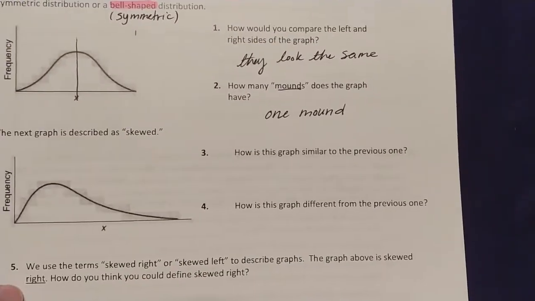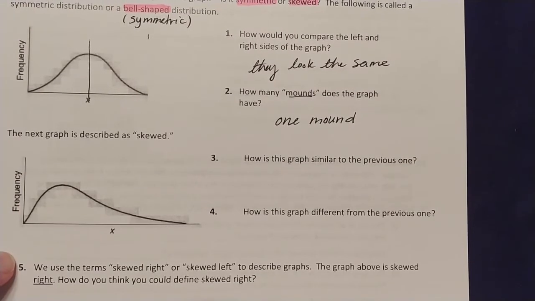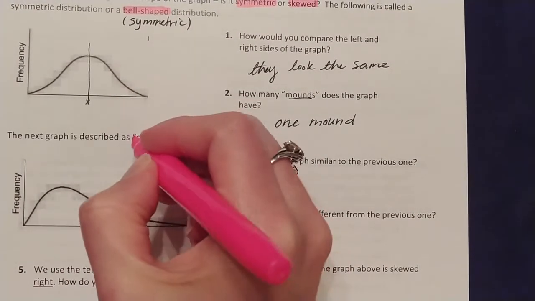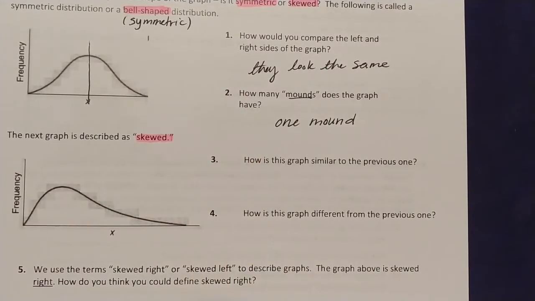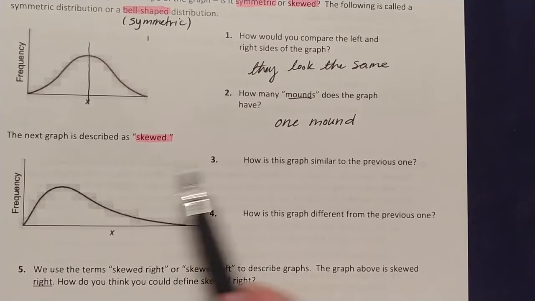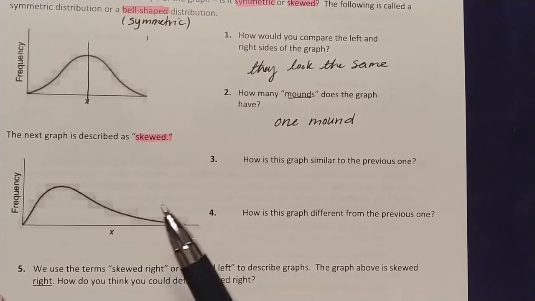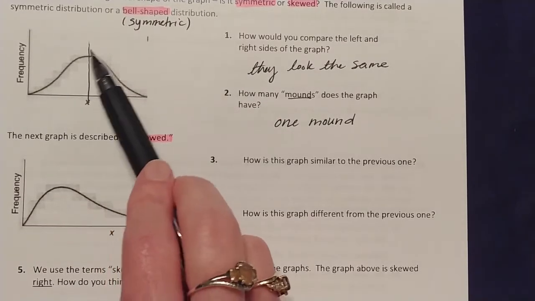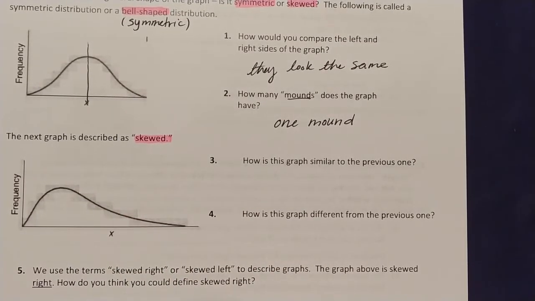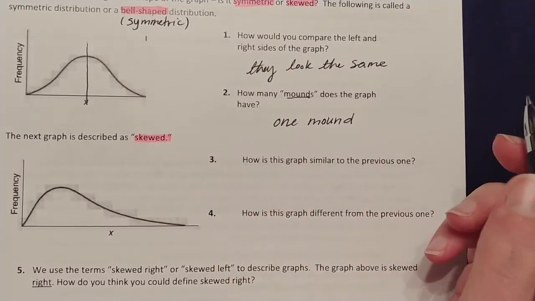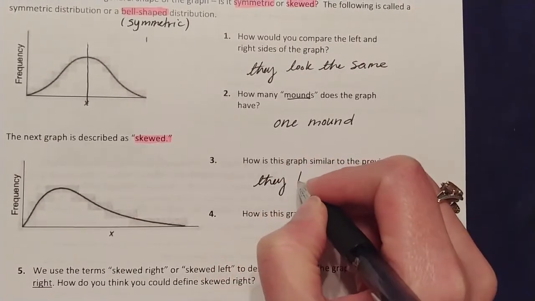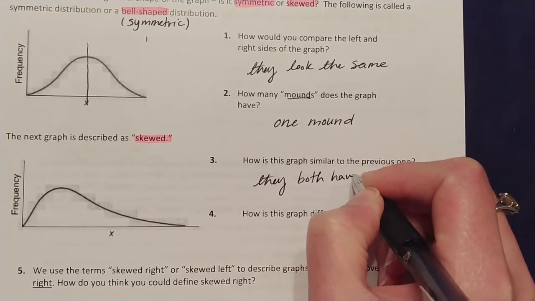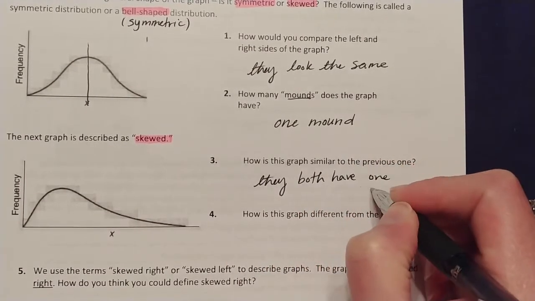All right, let's look at the next graph. Here it's saying the next graph is described as skewed. And so look at the difference between these two graphs, right? Question three is how is it similar? And then question four is how is it different? So let's first think about how this is similar. Well, definitely the symmetry is not the same, but this has one mound and this has one mound. So that would be a similarity. We could say they both have one mound.